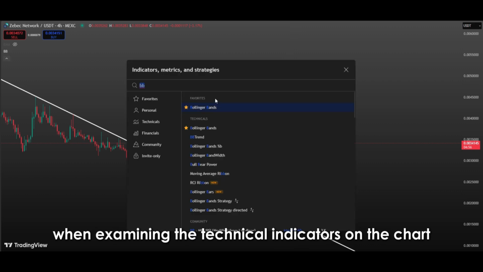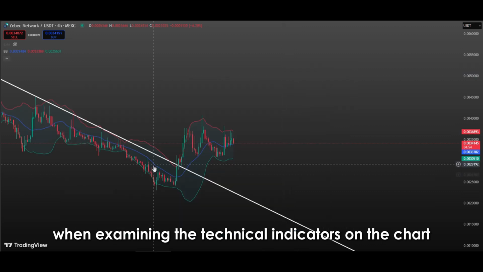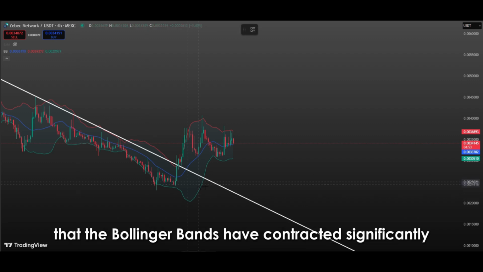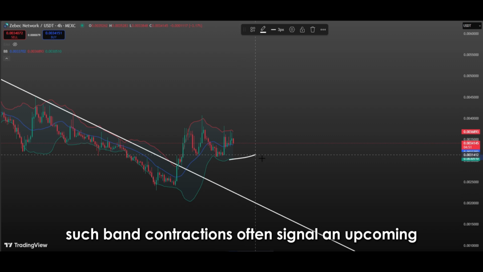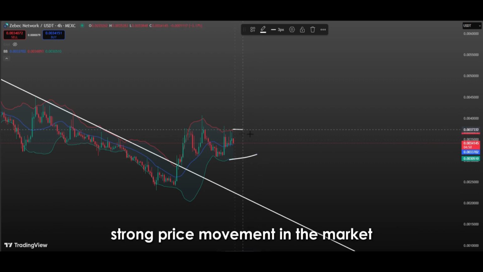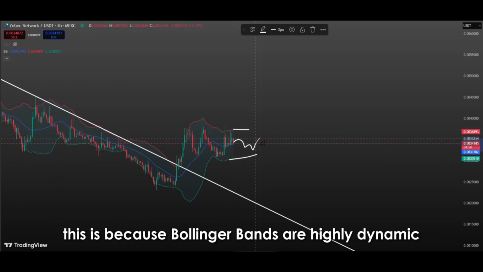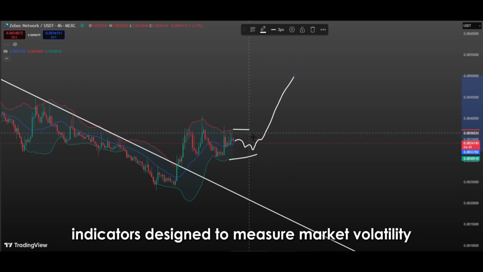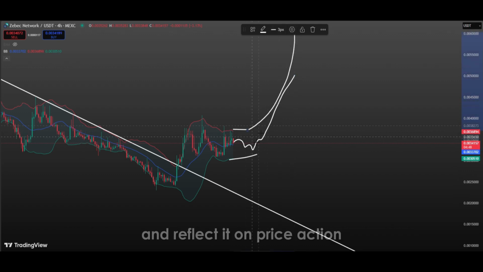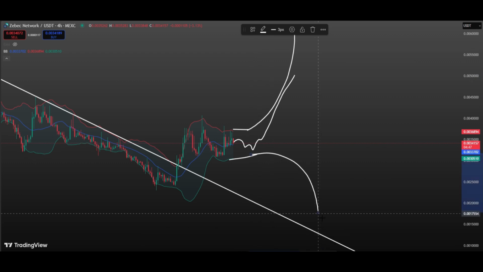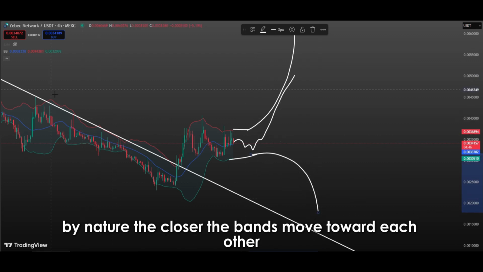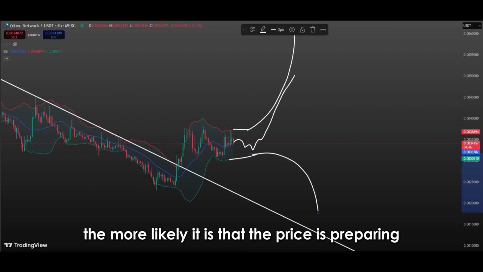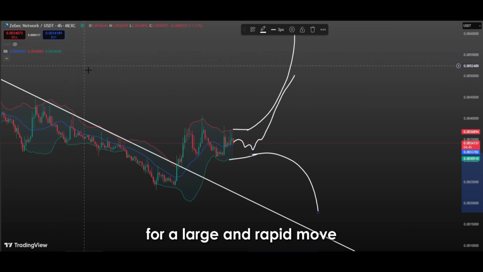decisive. When examining the technical indicators on the chart, it is particularly noticeable that the Bollinger Bands have contracted significantly. Such band contractions often signal an upcoming strong price movement in the market. This is because Bollinger Bands are highly dynamic indicators designed to measure market volatility and reflect it on price action. By nature, the closer the bands move toward each other, the more likely it is that the price is preparing for a large and rapid move.